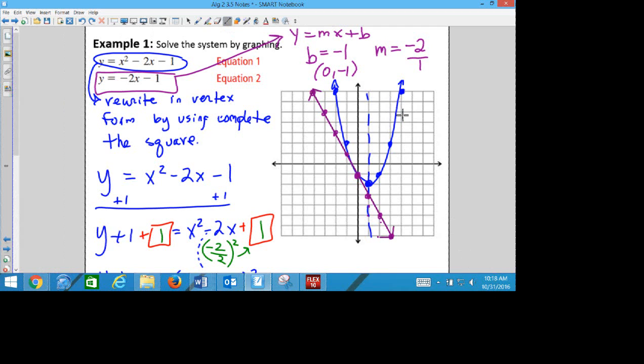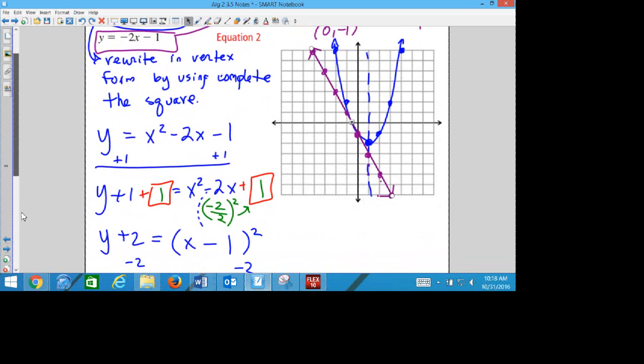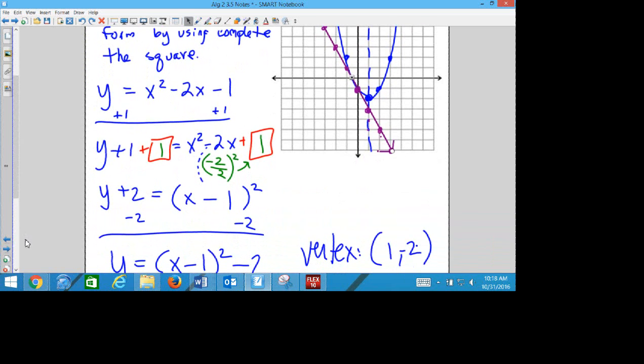So the question is, how many times does it cross and where? 1. I can't cross a half a time. But you could certainly draw your graph not very accurately and think that it crosses more or less than it does. You've got to be really careful with your graphs. This one only crosses once. What did we find? 0, -1.